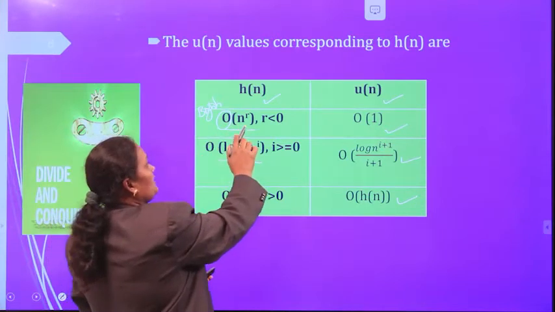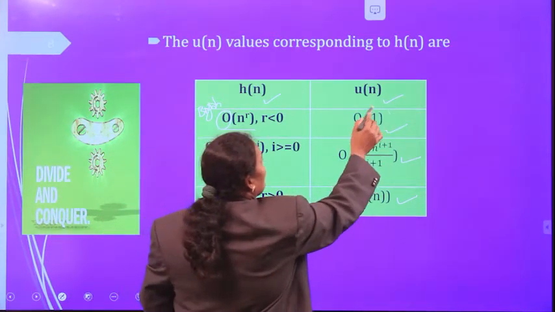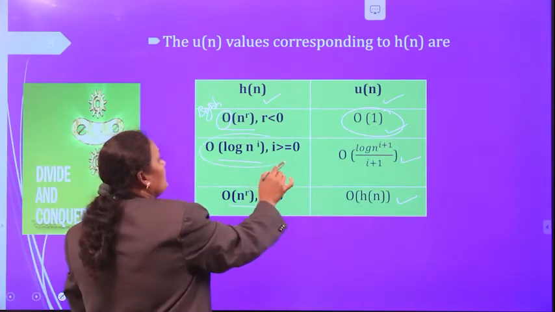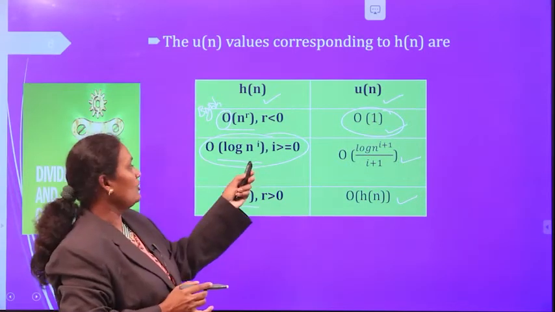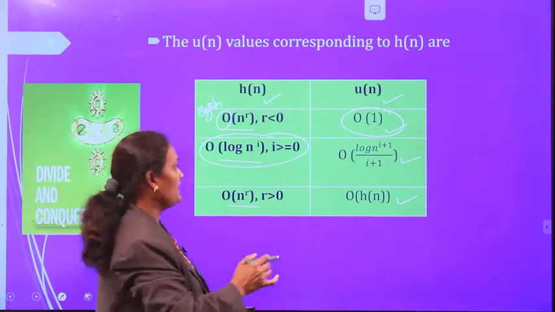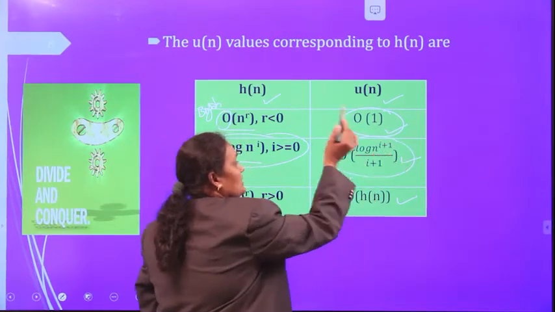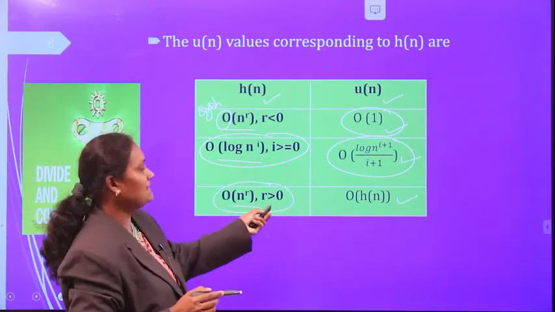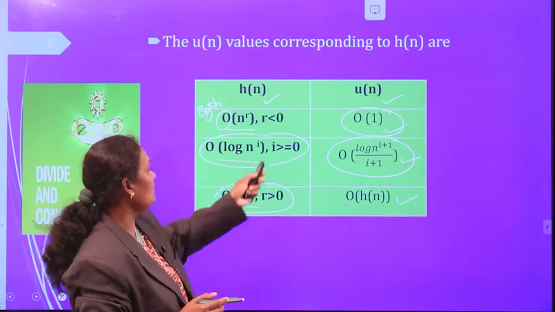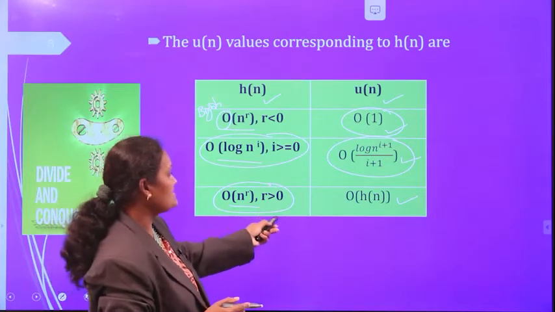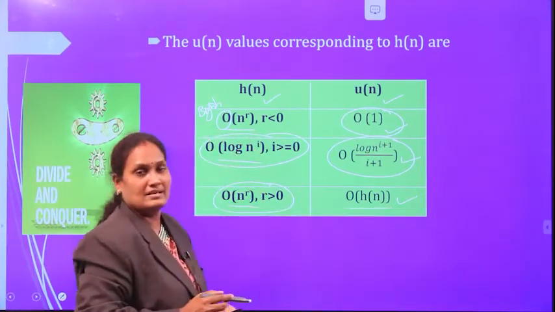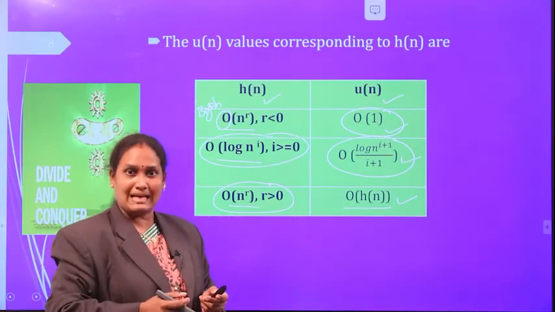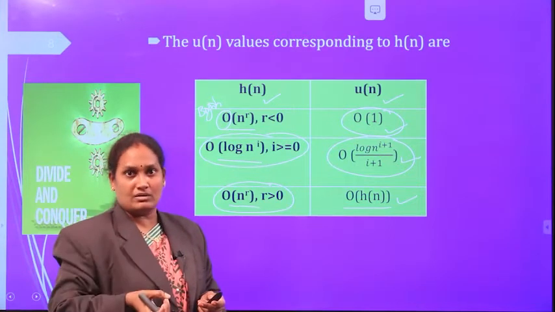If h of n is equal to big O of n power r, r less than 0, the corresponding u of n is big O of 1. If h of n is big O of log n power i, i greater than or equal to 0, in that case u of n becomes big O of log n power i plus 1 by i plus 1. If h of n is big O of n power r, r greater than 0, the corresponding value of u of n is big O of h of n. Now, by using these values, we can calculate the time complexity of any divide and conquer algorithm.